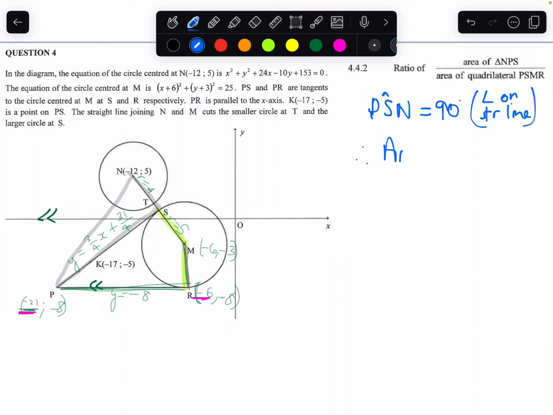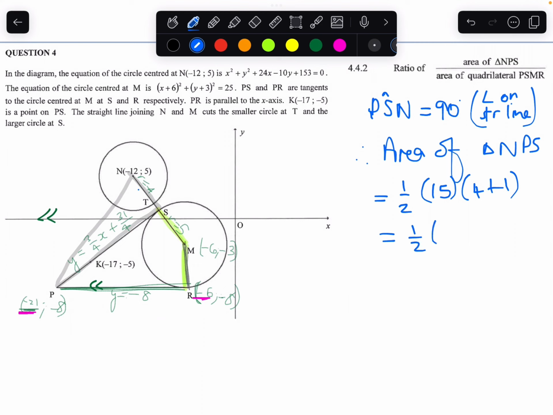And so then the area of triangle NPS will be equal to half base. So I'm going to treat this as my base, which is 15 units, times a height, okay, which is the radius of 4 and the little bit here we worked out, which was 1 unit. So that's 4 plus 1, right? So half of 15 times 5, which is 75. Okay, so I'm just going to keep it like that, 75 over 2 square units.